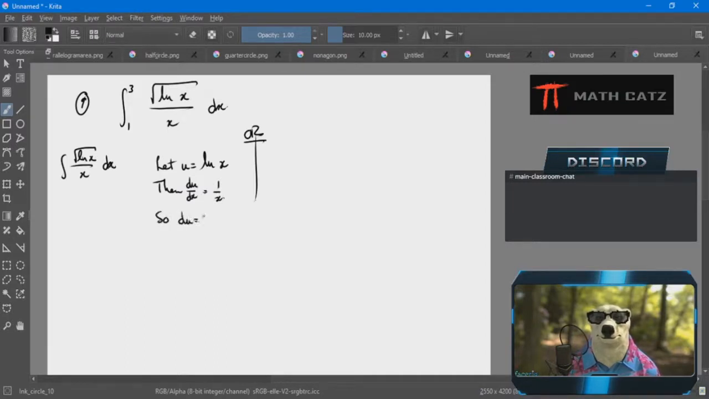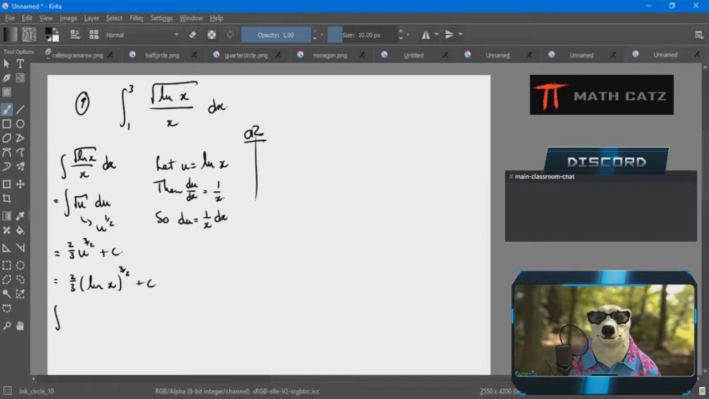This third part, separating the differentials, just verify what I need to see, and then I'm ready to do it as root u du. Now that's u to the 1/2, which I can do a reverse power rule on as u to the 3 over 2 and 2/3 in front plus c. This method requires that I go back to x. It's going to be natural log of x, all of that to the 3 over 2.